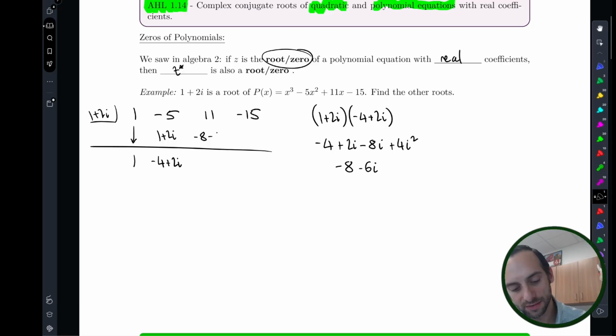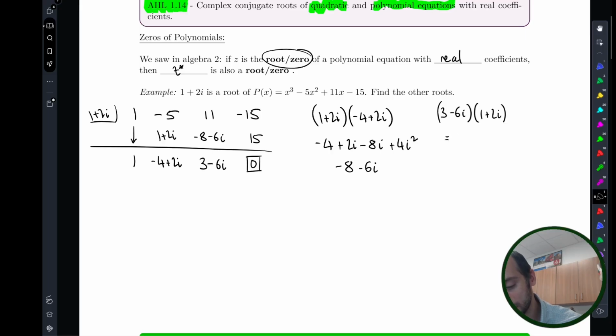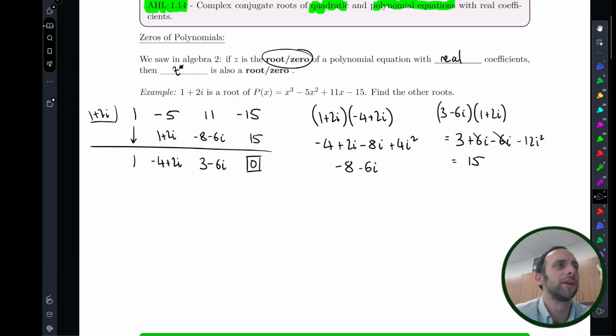So negative 8 minus 6i goes here. We add 11 to that to give us 3 minus 6i. And we know that this should multiply to give us 15, because we were told this is a root, so it has to zero out at the end. We'll do a little check that that's actually true. So 3 minus 6i times 1 plus 2i. This will give us 3 plus 6i minus 6i, and then minus 12i squared. This clearly simplifies to 15, so that works out as we want.